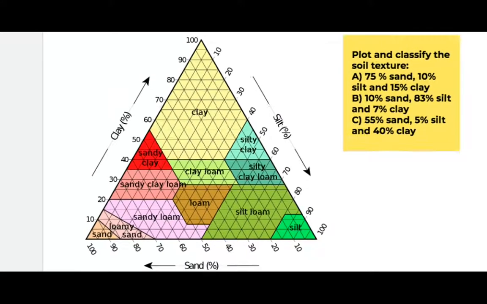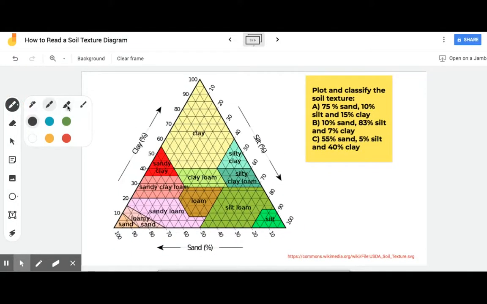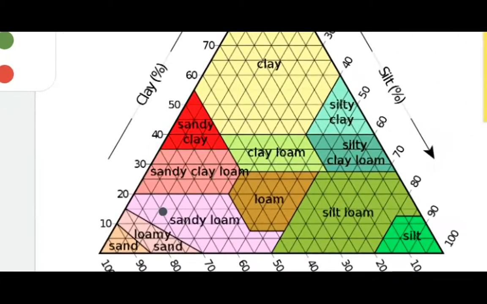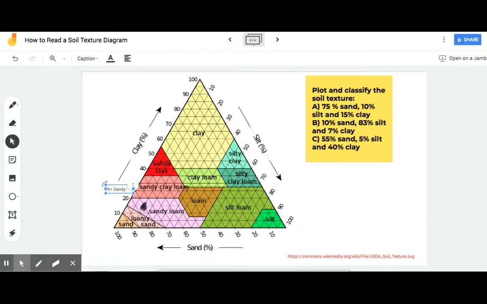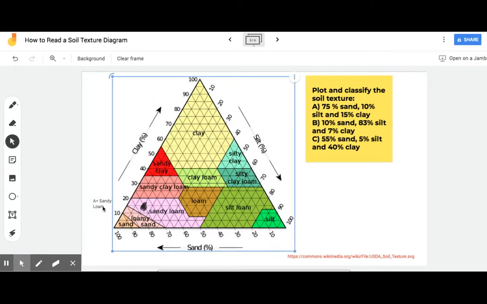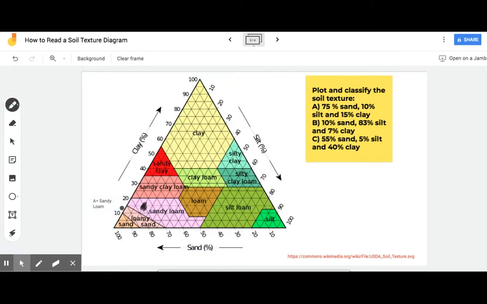Okay, so let's go to the marker. I want to use this black ink, and I'll mark it here. So this is where I will be putting my first one. So that's letter A. And then I will label that as sandy loam. You can also draw an arrow if you want. So, arrow.